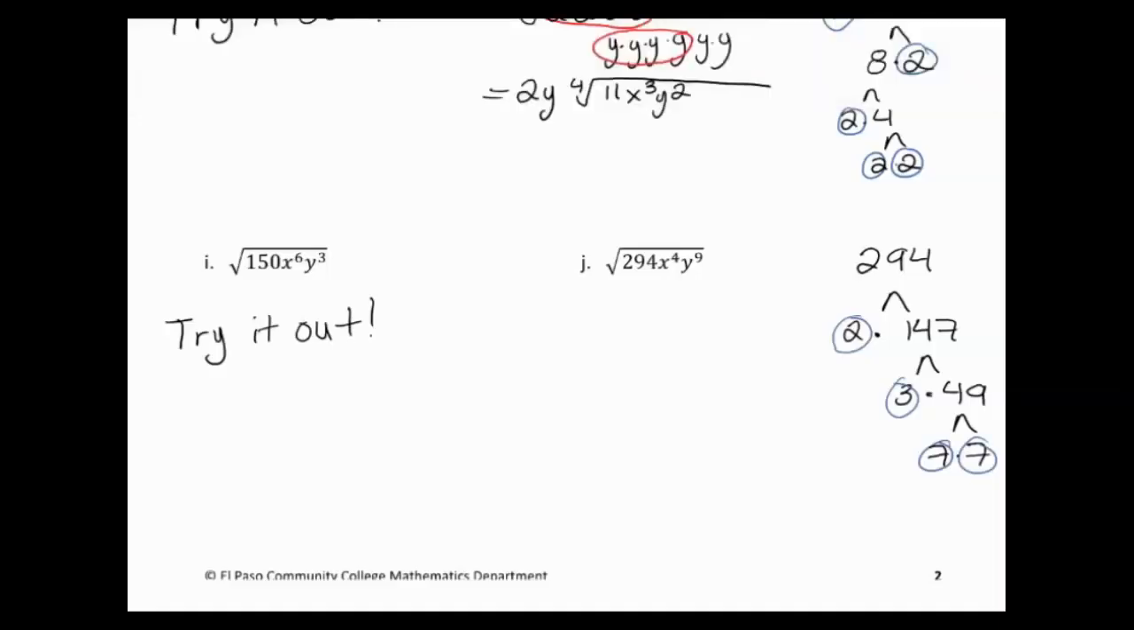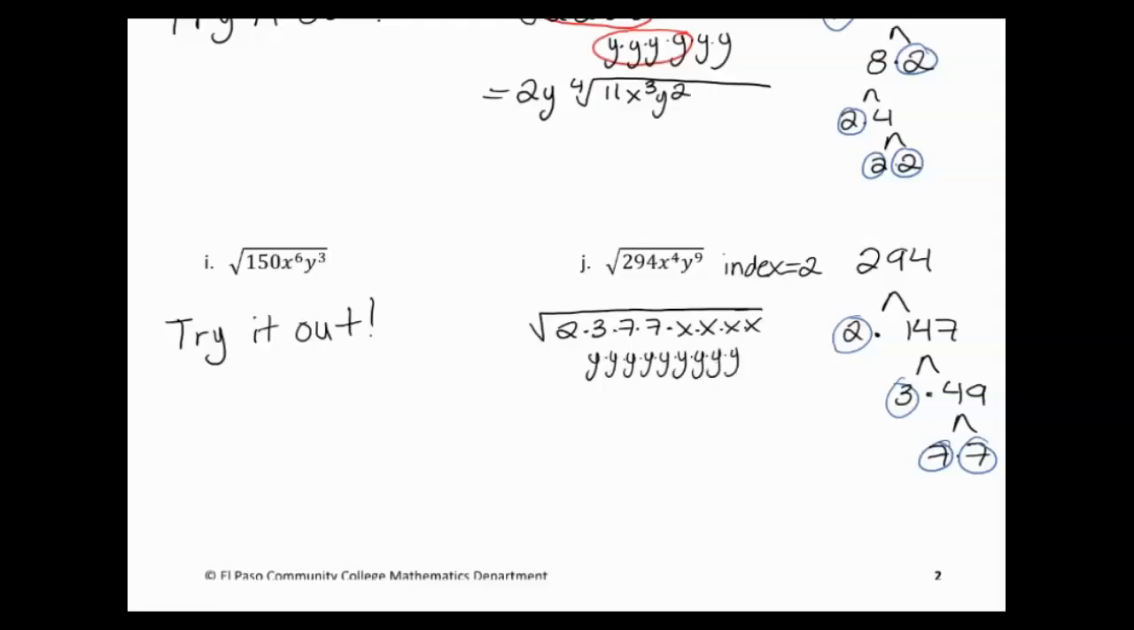And my index here is 2. Remember, if it doesn't have it, it means it's a square root. So my index is a 2. All right. So this is going to look like 2 times 3 times 7 times 7 times x times x times x times x. And we have y to the 9th. So 9 y's. So 1, 2, 3, 4, 5, 6, 7, 8, 9.